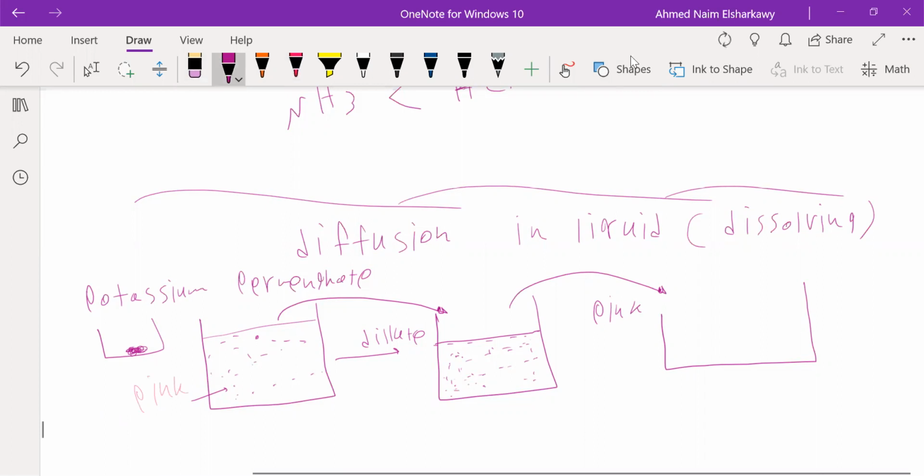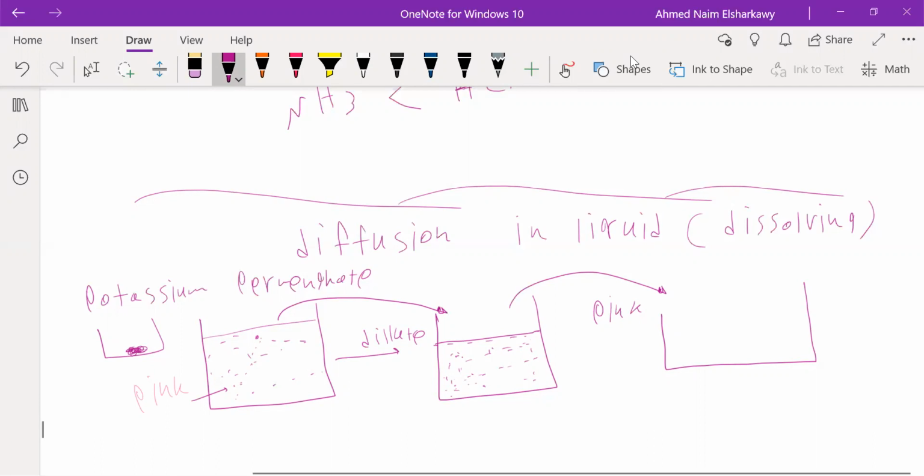And this proves what? This proves that when you put a material or a dye inside water, it will start to diffuse from one place to another. And in this case, we say it is a solution. So potassium permanganate is now dissolved inside water, so it is a solution.